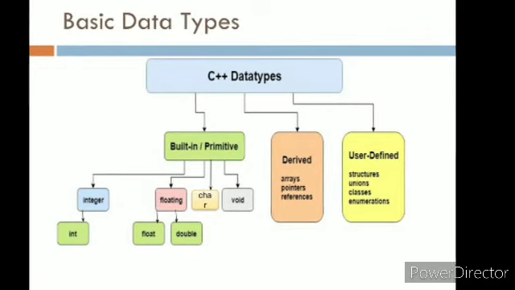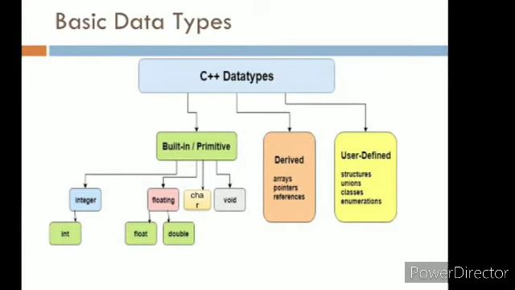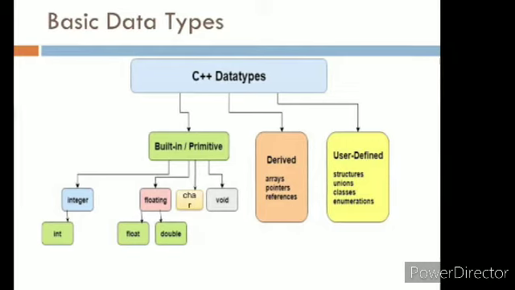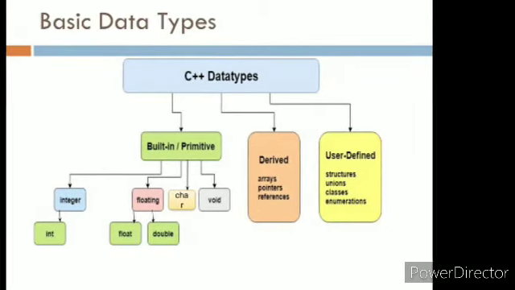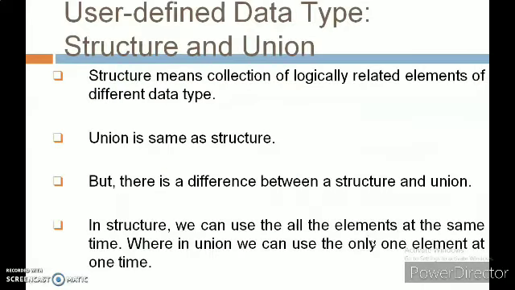Now derived data types include arrays, pointers and references. Here references is a new concept for C++. User-defined data types include structures, unions, classes and enumerated data types. So let's start with the user-defined data types. The first one is structure and union.